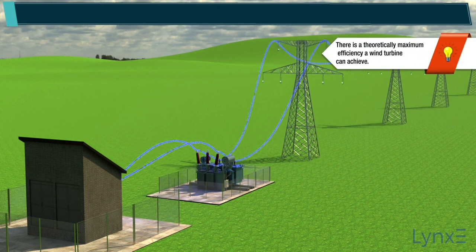Note: there is a theoretical maximum efficiency a wind turbine can achieve. This limit is known as Betz's limit. Essentially, it means that no wind turbine in the world can ever cross the efficiency limit of 59.3%.